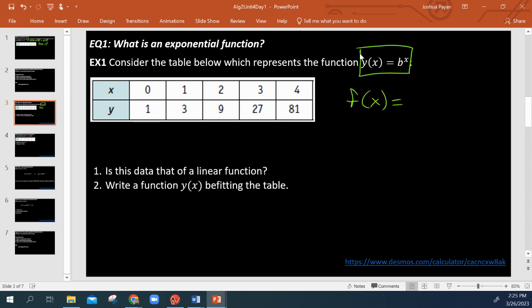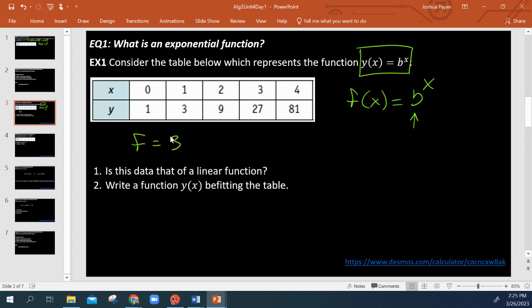Okay, so let's go ahead and say the parent function for this would be some base to the x, right? And depending on what this base is, that's going to tell us if this is a function that exhibits exponential growth or exponential decay. We'll get into that in the next video. But this is just like what we saw in the previous video where we talked about exponential regressions.